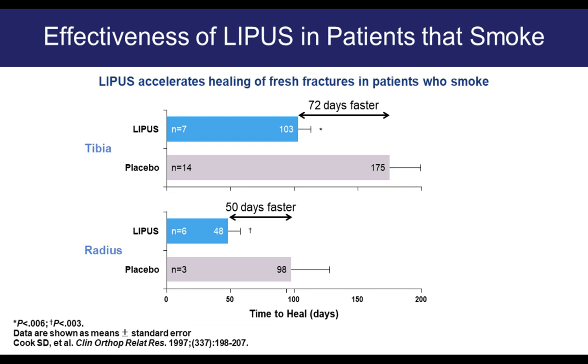Same is true for the radius. Again, we're a little further out, 98 days. We had 50 days of acceleration in the smokers who receive LIPUS.